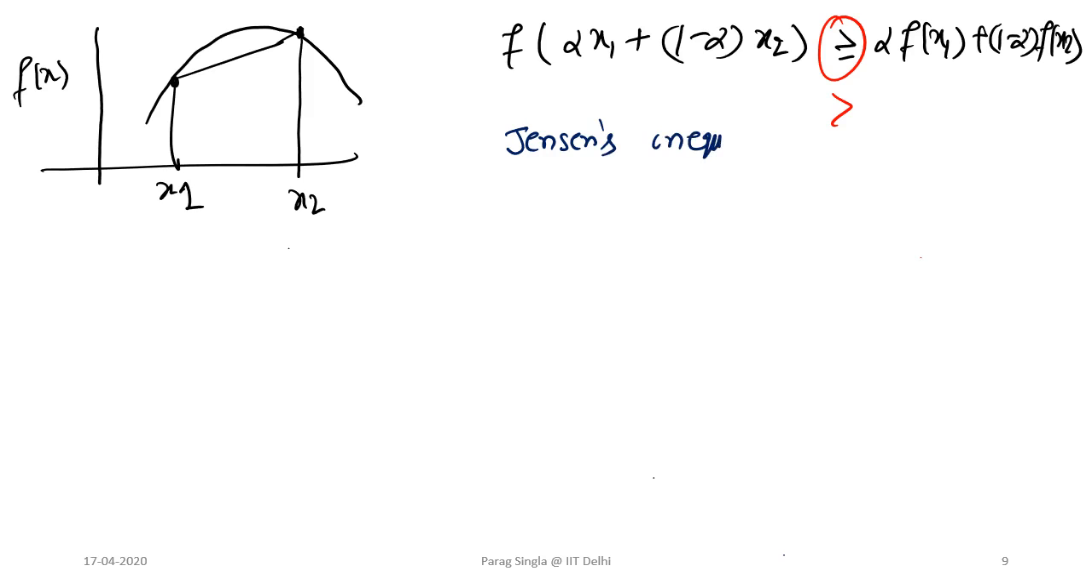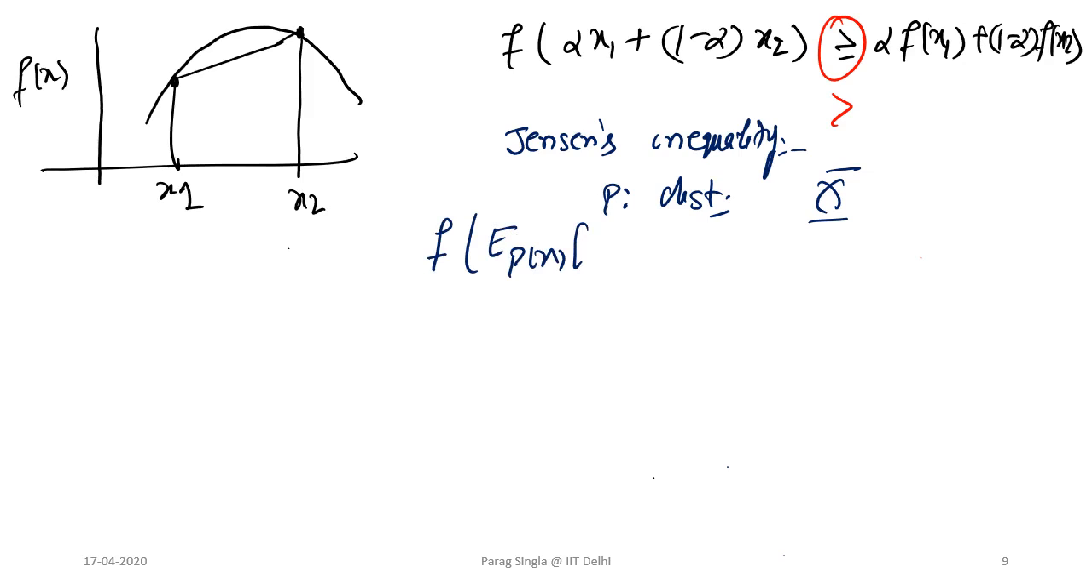Okay, and then Jensen's inequality for concave functions is, again, we are given a distribution p over the entire domain of f, and Jensen's inequality now states that f of the expected value of x is now greater than or equal to the expected value of f of x.